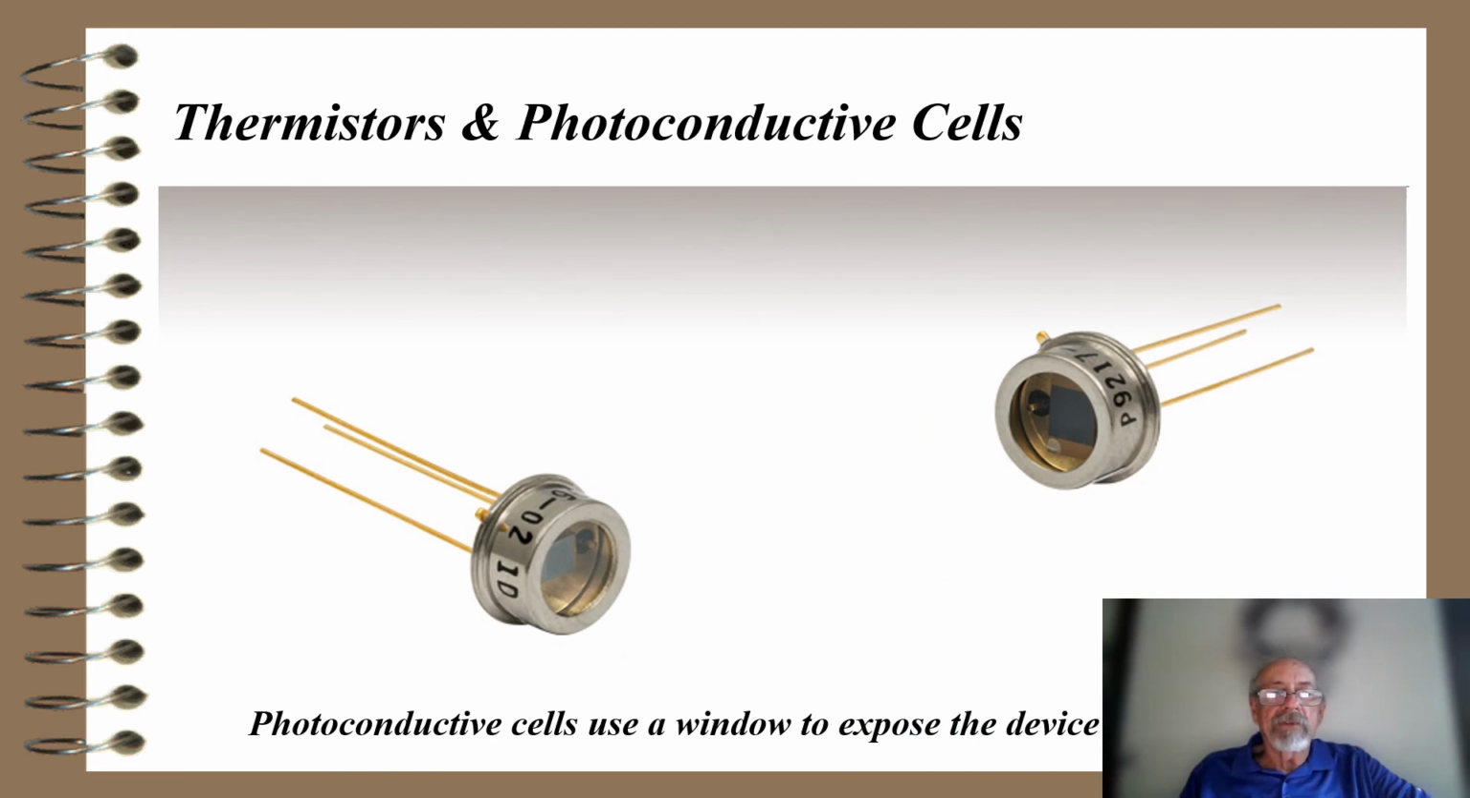So here's a couple of thermistors and photoconductive cells. Photoconductive cells use a window to expose the device to light, and you might find this in an oil burner or gas burner that detects the flame or lack of a flame as a safety device. So these again are very common types of electronic devices.